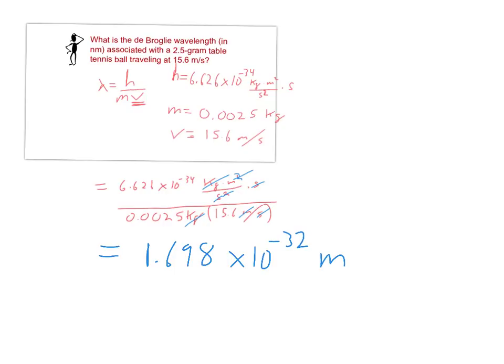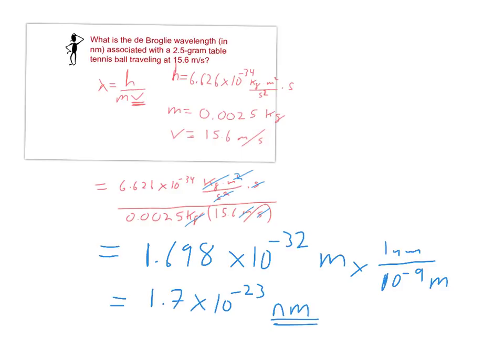But the question is asking for nanometers. 1 nanometer is 10 to the minus 9 meters. So, rounding to 2 sig figs, 1.7 times 10 to the negative 23 nanometers. Extremely small number. That's why you do not see a table tennis ball, a ping pong ball, its wavelength when you're playing ping pong or table tennis, because it is so small. For a subatomic particle, this is something that is significant.